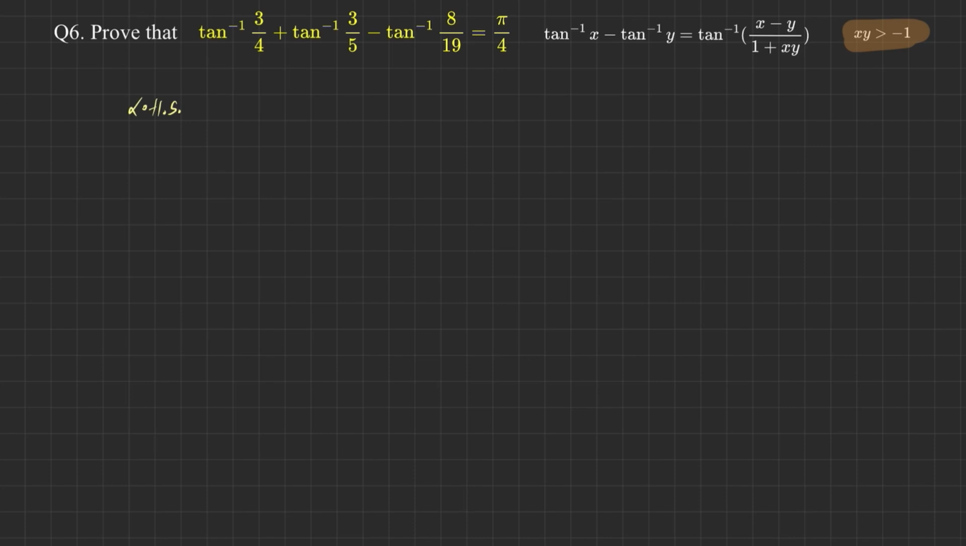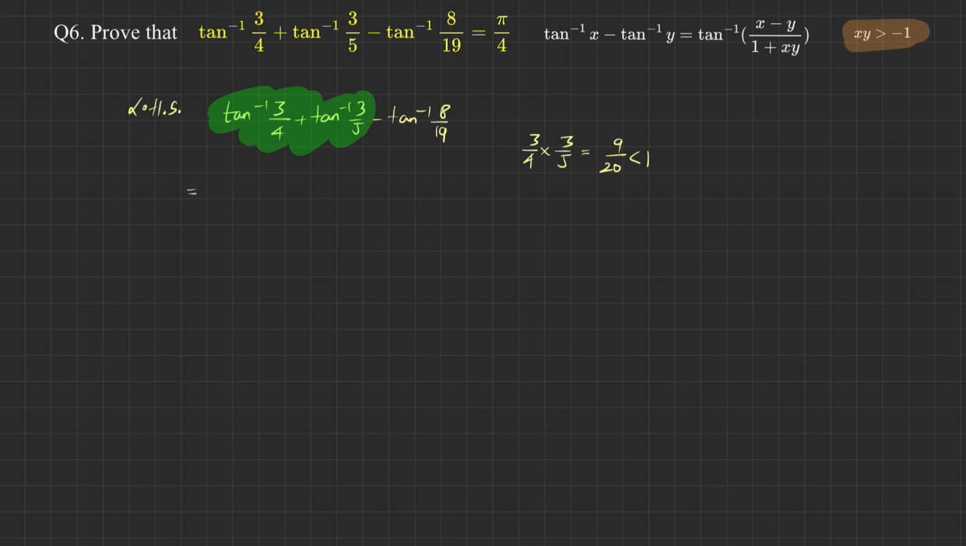So in the left hand side, I have tan inverse of 3 over 4 plus tan inverse of 3 over 5 minus tan inverse of 8 over 19. So first we will add these two terms. Before adding, let's multiply 3 by 4 and 3 by 5. So it will be 9 by 20, which is less than 1. So that means we have to use the formula without pi.